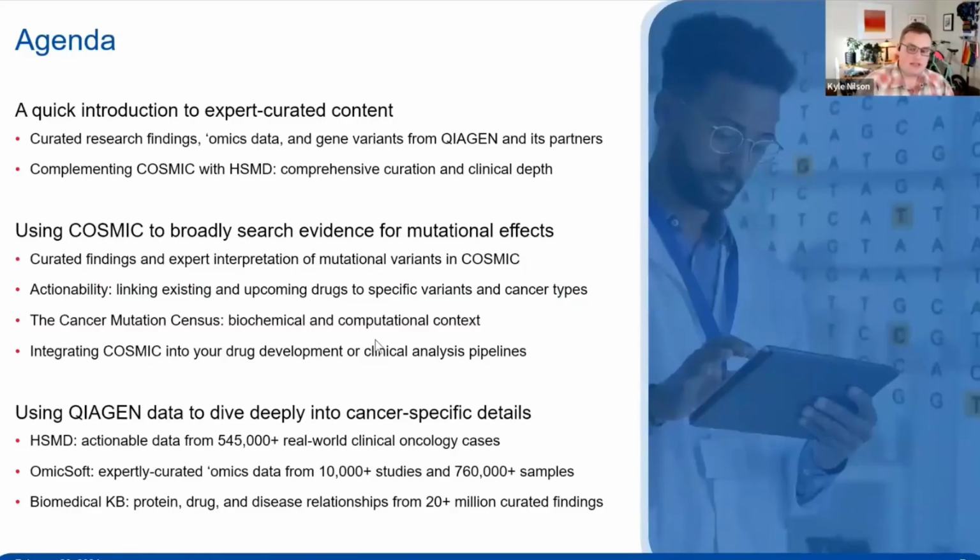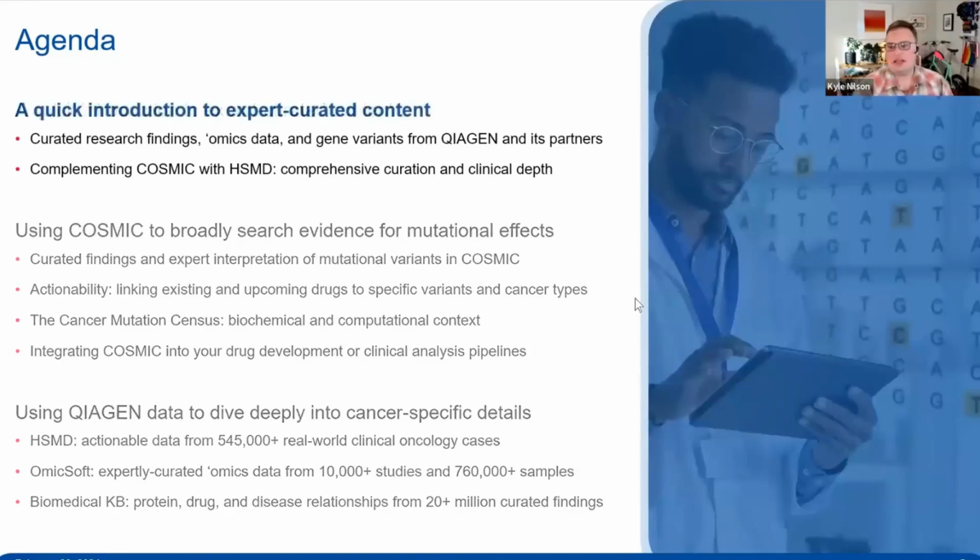The second use case, again, is where we will go ahead and deep dive into specific cancer details. In this case, low-grade glioma, taking advantage of the curated TCGA data within OmicsSoft, as well as HGMD, which is a fantastic resource for clinical frequency of somatic variants. But again, first, just that quick introduction.